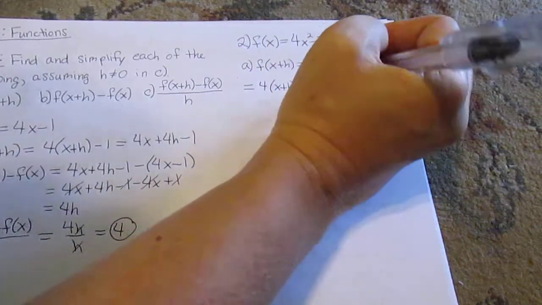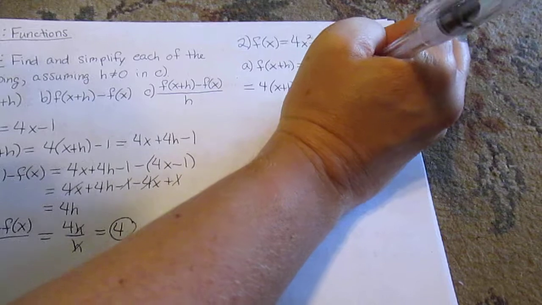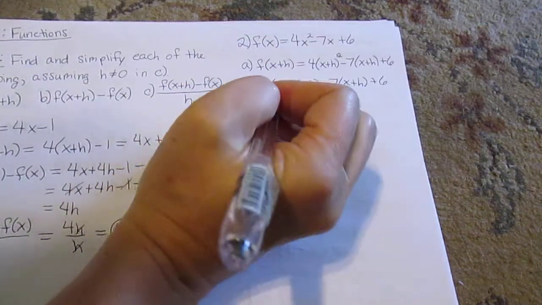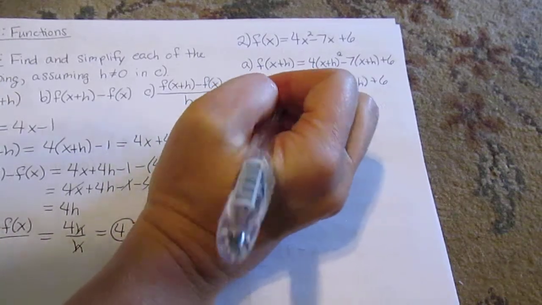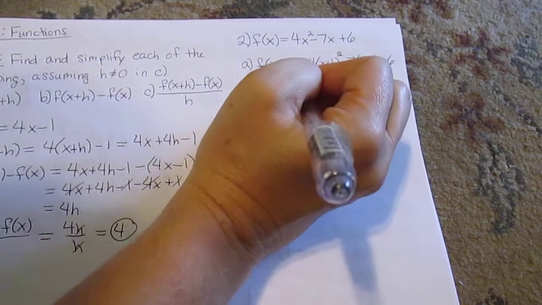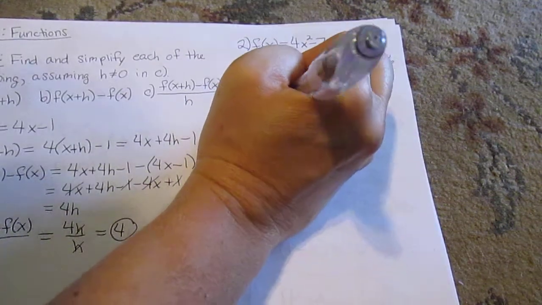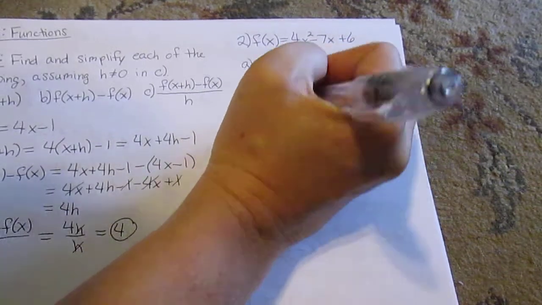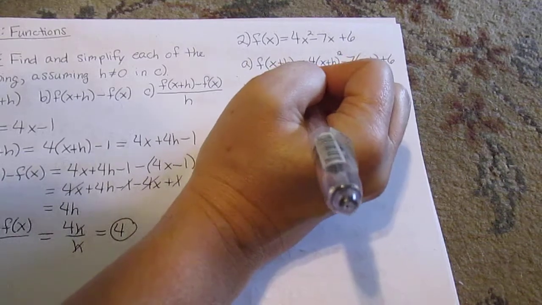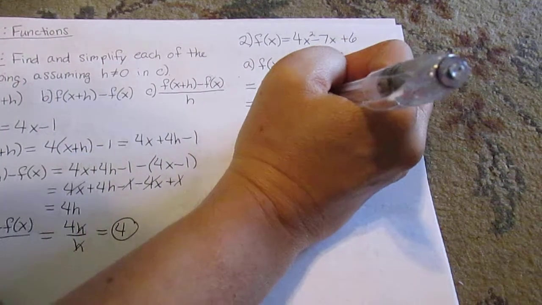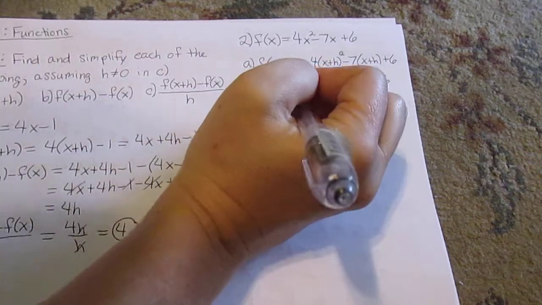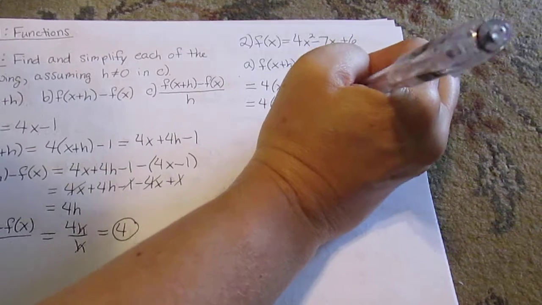And I'm going to leave the rest of it alone to begin with. We'll finish it up at the end. Okay, so we're just going to multiply this out, or FOIL. So we've got x times x, x squared. X times h, xh. H times x, it's the same thing, xh. Doesn't matter the order we put it in. And h times h, h squared.